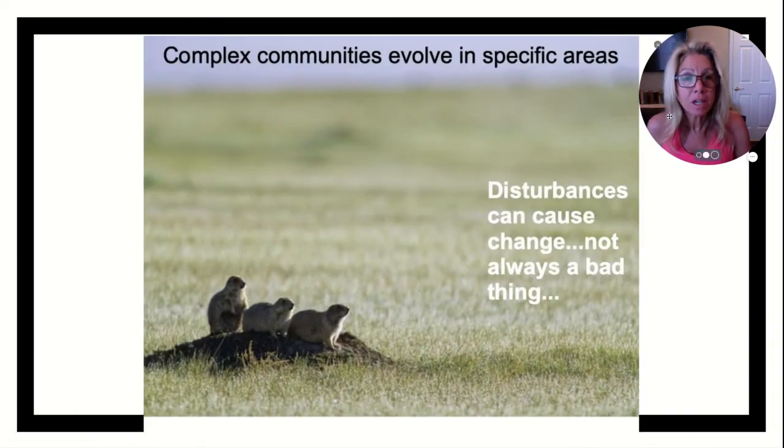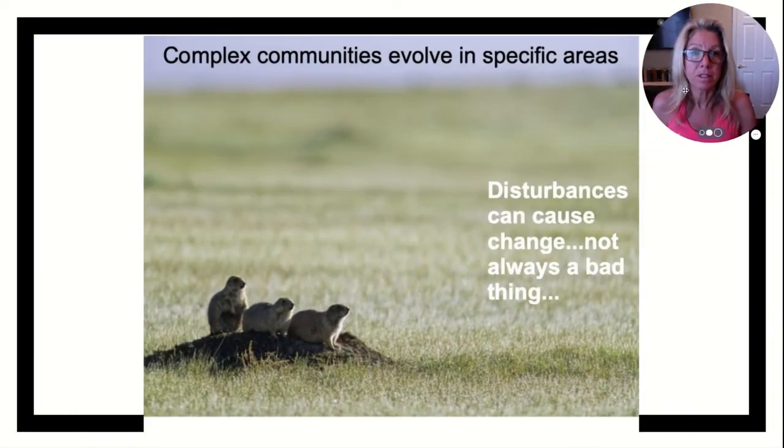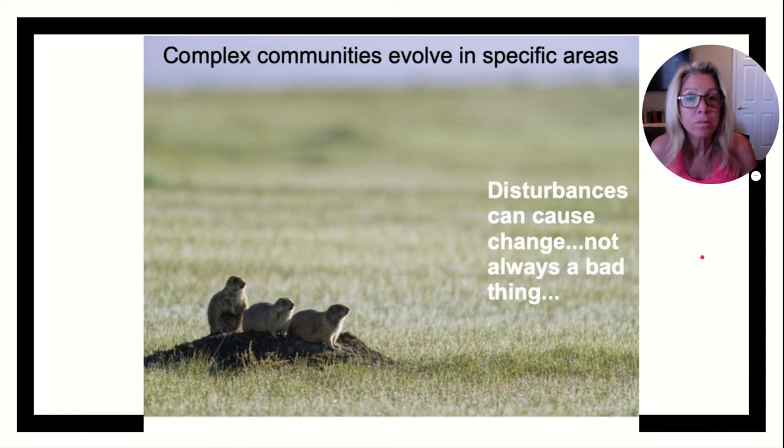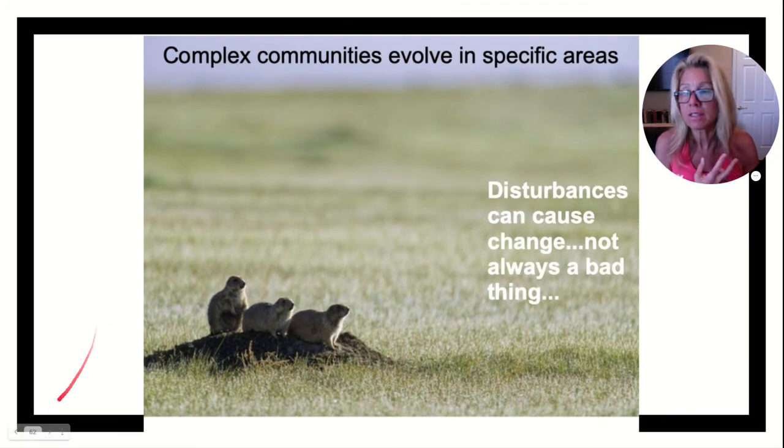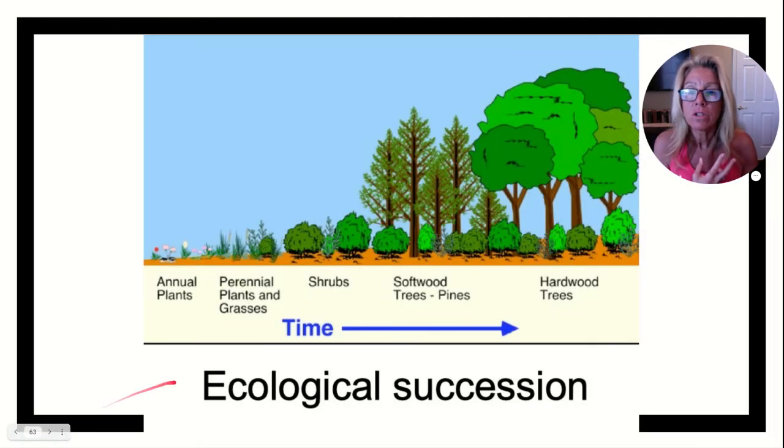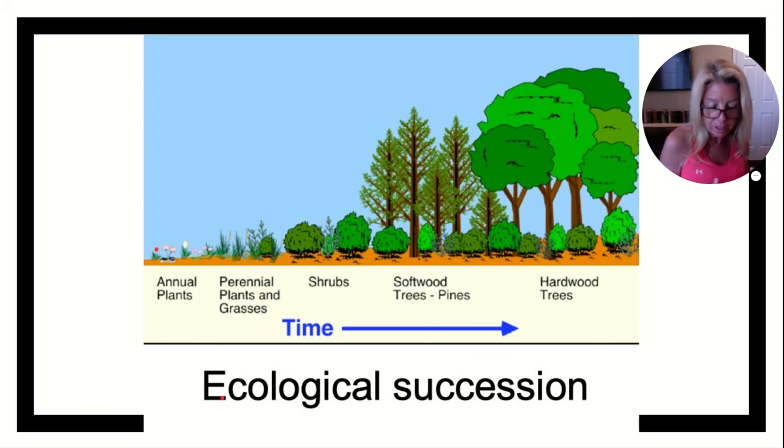So sometimes there are disturbances. It could be a fire, and that can cause change, but that is not always a bad thing. I'm going to give you some examples of that. We're going to talk about ecological succession. Ecological succession is defined as a change involving a series of species replacements in a community following a disturbance. It could be following a disturbance, or it could just be a normal pattern that happens.